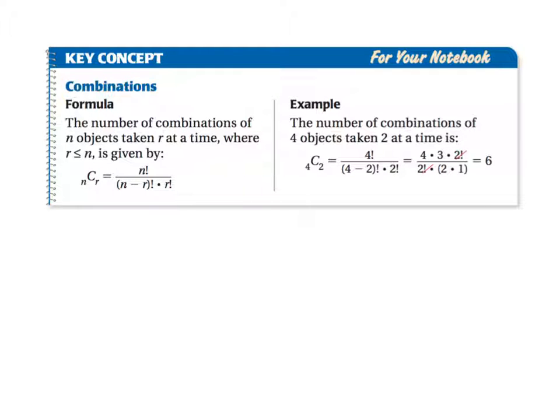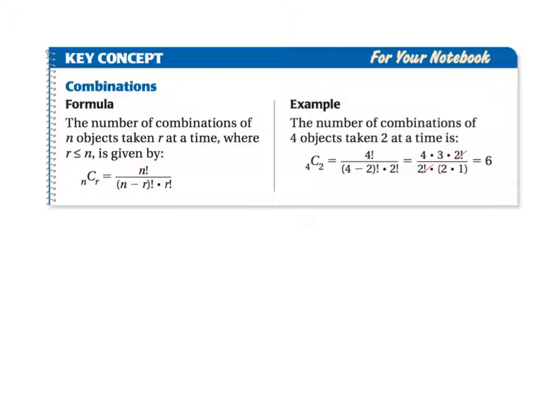Just like with permutations, we have formulas we can use to find the number of combinations in a given situation. So the formula is, if you have n objects taken r at a time, where r is less than or equal to n, so basically this number has to be smaller or equal to this number. It is given by nCr, which is equal to n factorial, so your first number factorial, divided by the 2 numbers subtracted, so n minus r factorial, times your last number factorial.